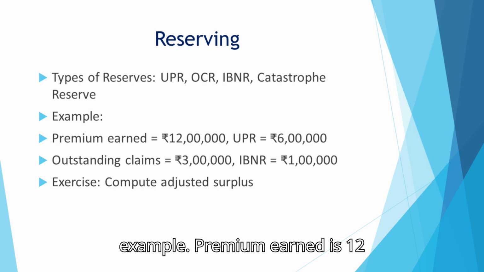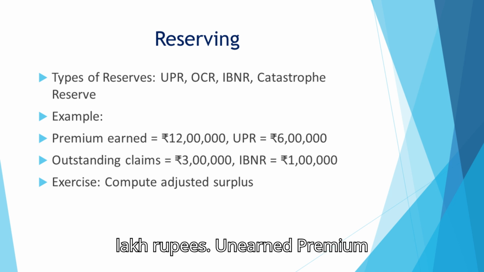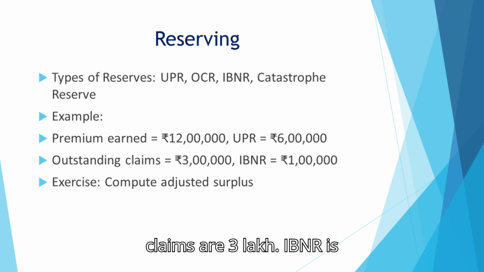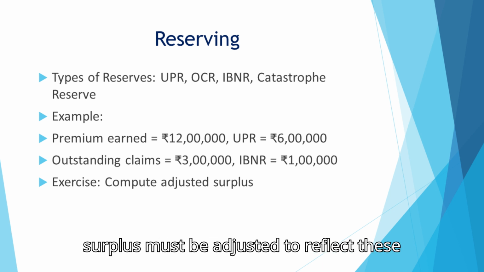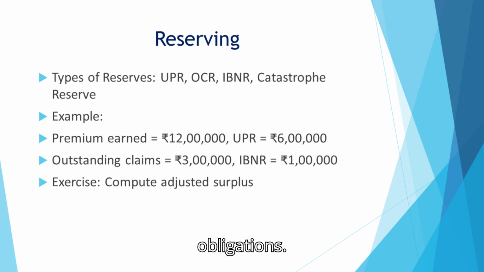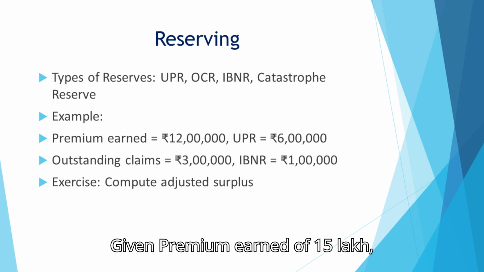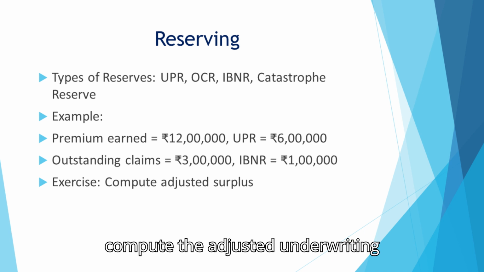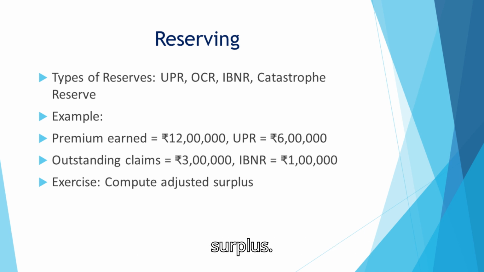Here is an example. Premium earned is 12 lakh rupees. Unearned premium reserve is 6 lakh. Outstanding claims are 3 lakh. IBNR is 1 lakh. This means the surplus must be adjusted to reflect these obligations. Exercise for you. Given premium earned of 15 lakh, UPR of 7 lakh, OCR of 5 lakh, and IBNR of 2 lakh, compute the adjusted underwriting surplus.